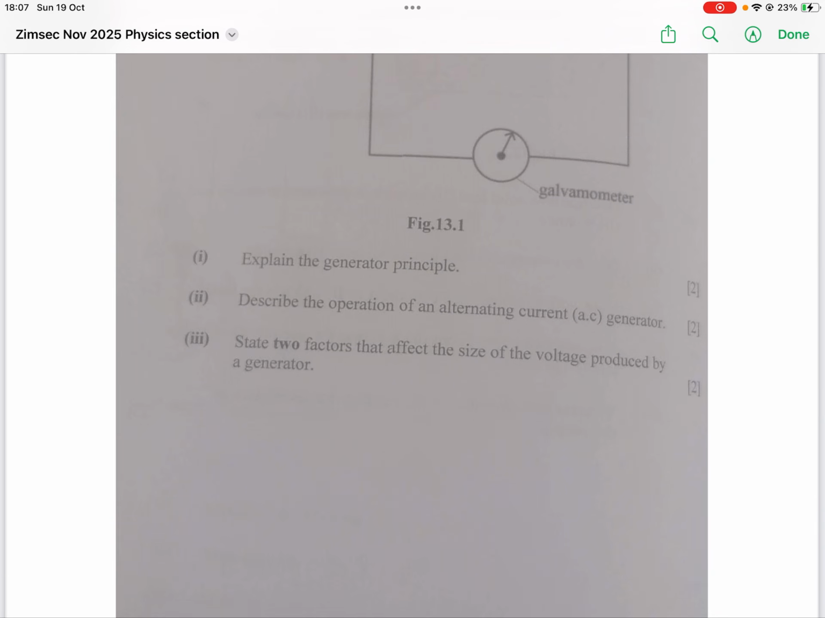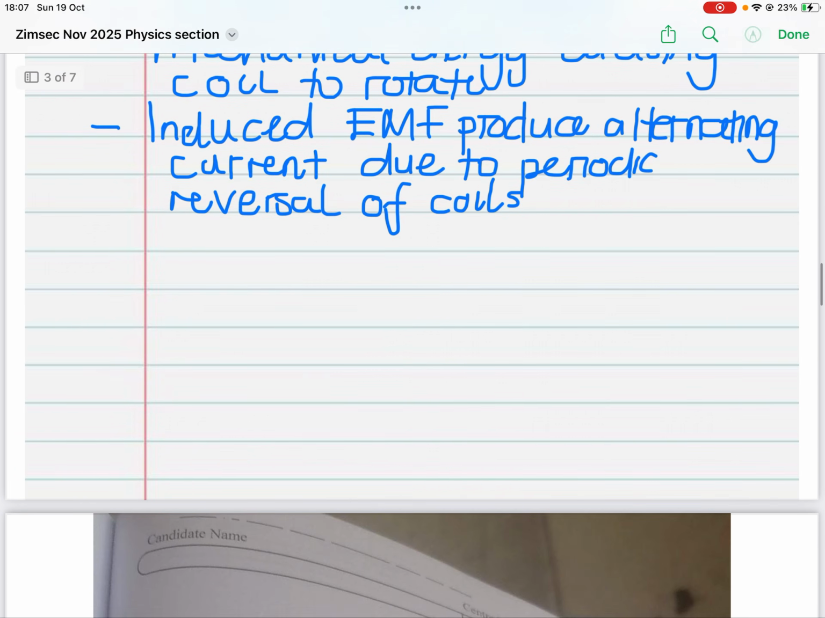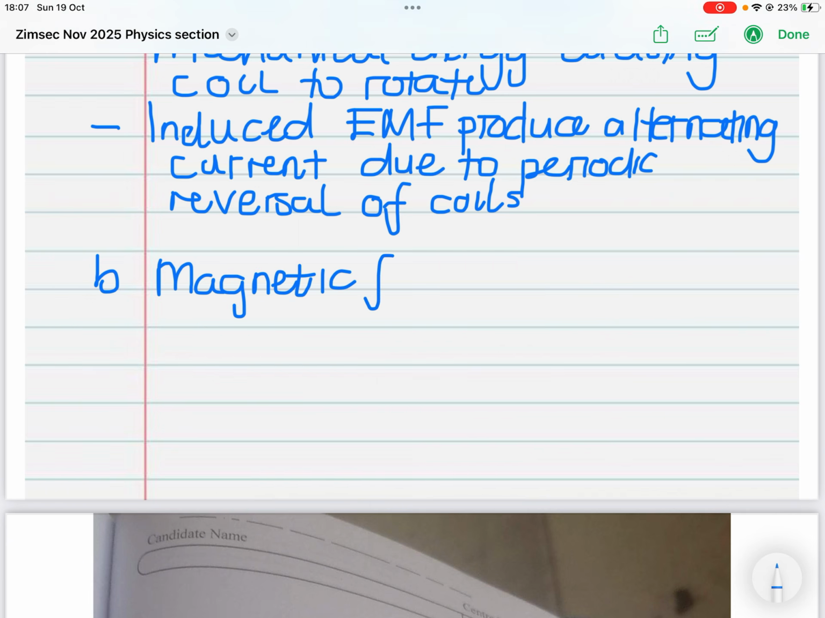And then, state two factors that affect the size of voltage produced by a generator. So lastly, this is the last part of the question, part B. So we talk about the magnetic field strength. Increasing the strength of the magnetic field results in a higher induced voltage, right?